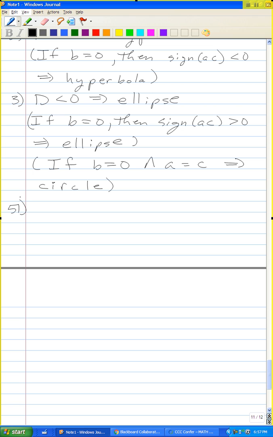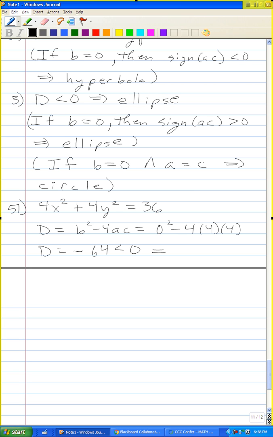And so 4x squared plus 4y squared equals 36. In exercises 51 through 58, identify whether the graph of the equation is a circle, an ellipse, or a hyperbola. Well, since the discriminant is equal to 0 squared minus 4 times 4 times 4, which is negative, then this is an ellipse.